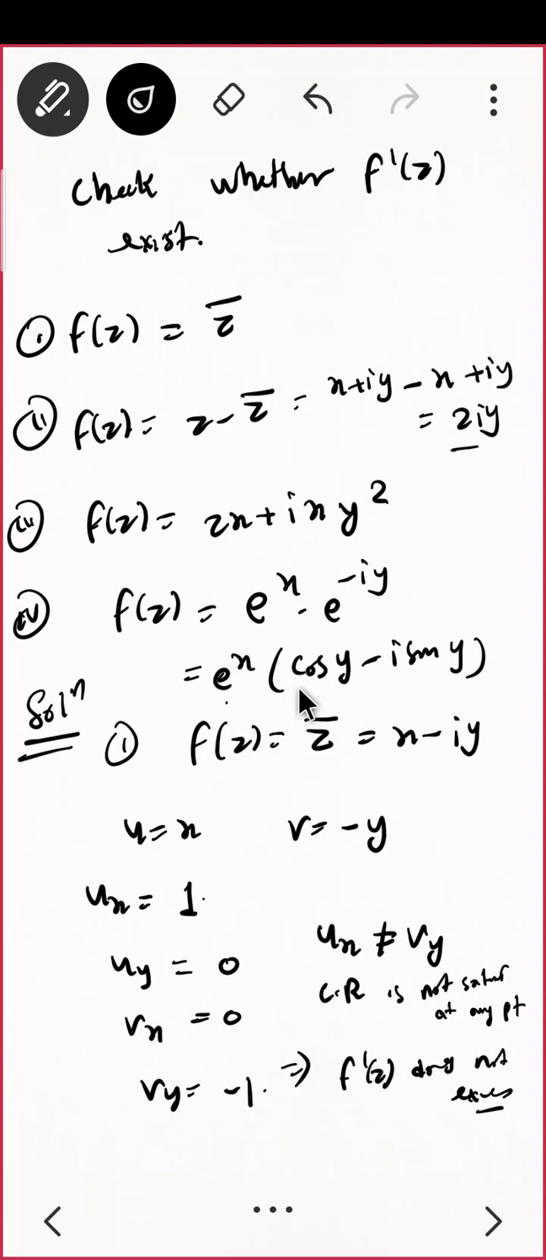Now do you see what u is for me? u is e raised to x into cos y and v is minus e raised to x into sin y. Check it. I'm sure that this will also not satisfy, because this is the same as e raised to, I think, z bar. Correct? And wherever you see z bar, mostly there is always a problem. So far I have not seen otherwise; wherever I see z bar, you'll see that the function is not differentiable.